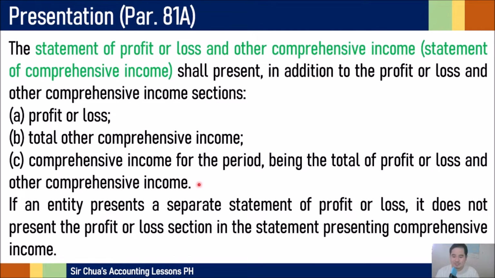If an entity presents a separate statement of profit or loss, it does not present the profit or loss section anymore in the statement that presents the comprehensive income. Dati po kasi, nung hindi pa nare-revise yung IAS 1 due to new developments, meron po tayong tinatawag na single statement format tsaka two statement format. Pag single statement format po, Statement of comprehensive income siya buo, no? Tapos nandun po lahat, profit or loss, OCI, so total comprehensive income.